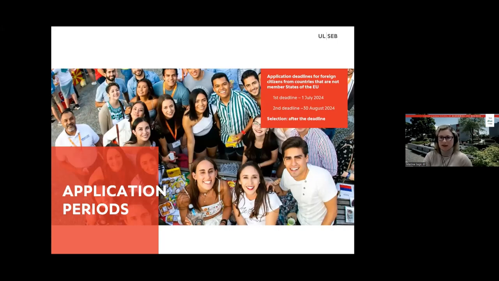These are the deadlines for the candidates applying for the master programs. The first deadline will be 1st of July and the second deadline 30th of August, which means some programs fill all the slots in the first application deadline and some programs do not. So the programs that do not will have a second round of application open till 30th of August. This is the last deadline for you if you're finishing your degree abroad, not in Slovenia. You need to graduate by 30th of August.